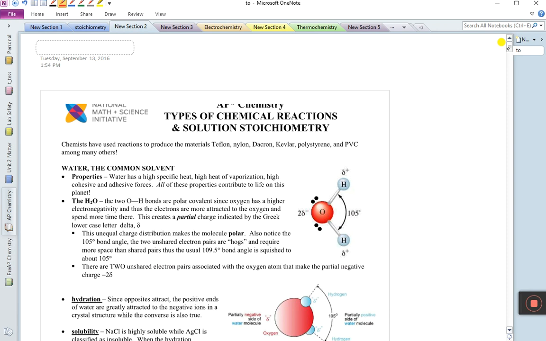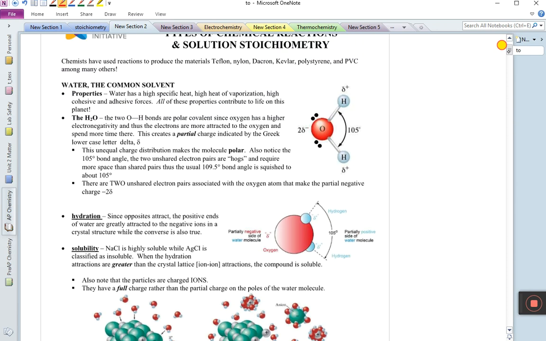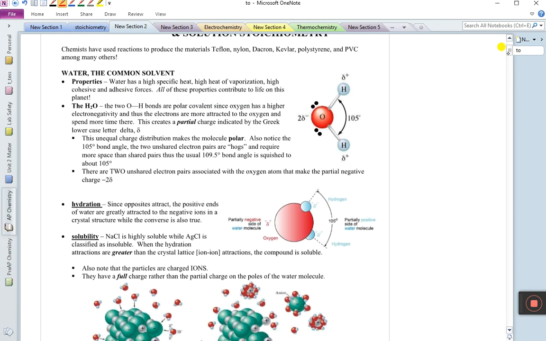So we're talking about solutions for this part. Most of this is just review. Remember, the important thing we need to remember about water is that water is polar, and because it's polar, it can dissolve polar things and ionic things. But it can only dissolve ionic things if the attraction between the water and the ions is greater than the ions' attraction to each other. We're going to talk about that more later, but this is where our solubility rules come from.